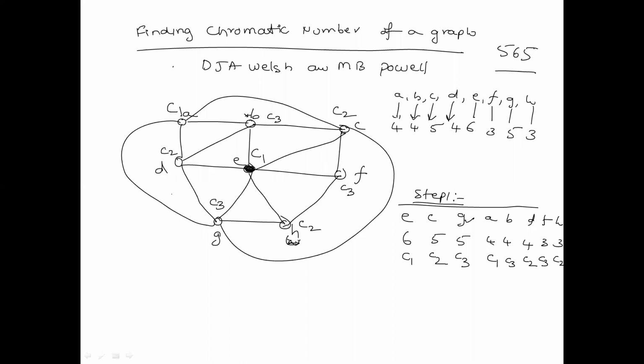So what is the chromatic number of this graph? How many minimum colors are required? 3. So this is the procedure to find the chromatic number.